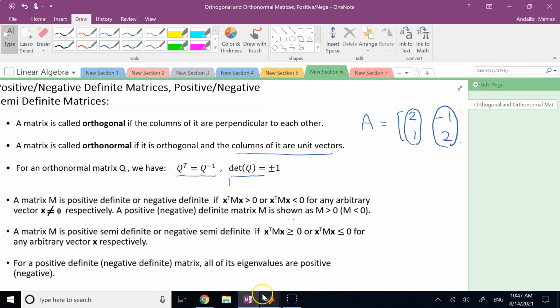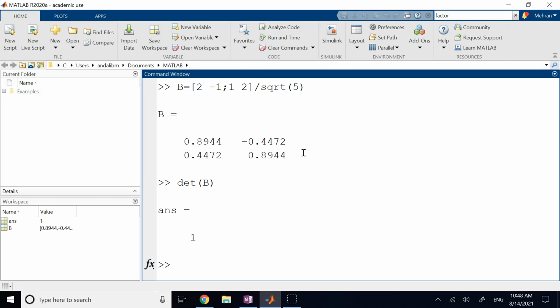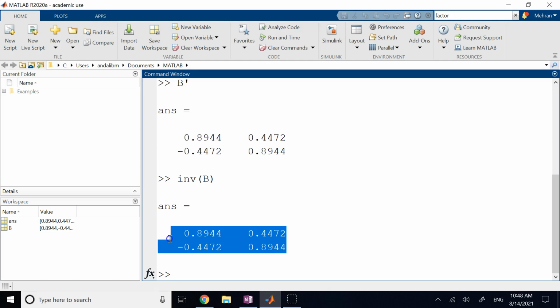So for example here, if I define B as 2 and negative 1 and then 1 and 2, the whole thing divided by square root 5, right? So that's my B matrix. Now if I ask what is the determinant of B, you see it's 1. And if I take B transpose, this is this matrix. If I take the inverse of B, it is the same result, right? You clearly see they are the same thing.